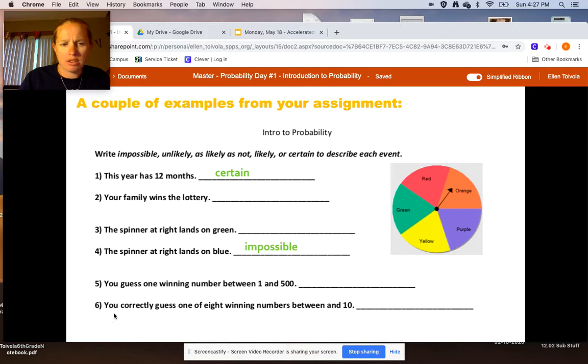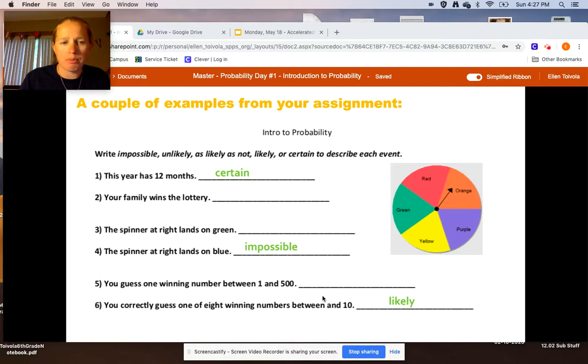And the last one we're going to look at is number 6. So number 5 and 6 don't use the spinner, but number 3 and 4 do, right? So don't try and use the spinner for number 5 or 6. For number 6, you correctly guess one of 8 winning numbers between, oh, I made a mistake here. Let's see if I can get my tools back. Oh, I can't. I lost them. It's just the first time that I've really used this. Can you imagine that it says the winning numbers between 1 and 10?